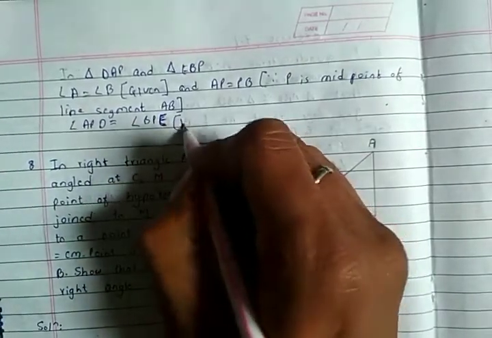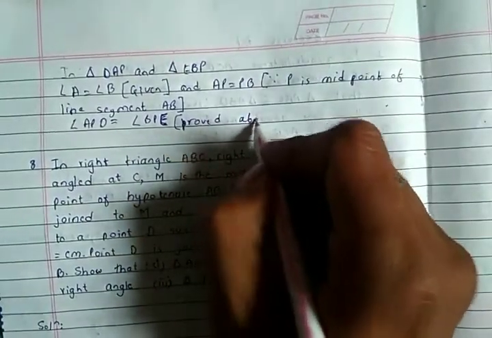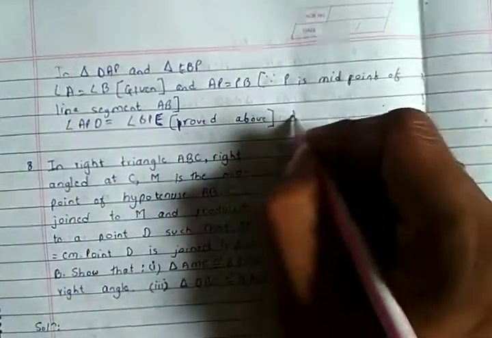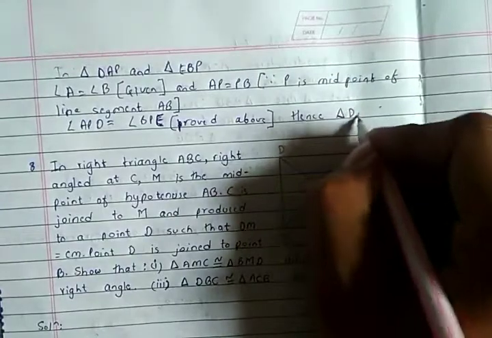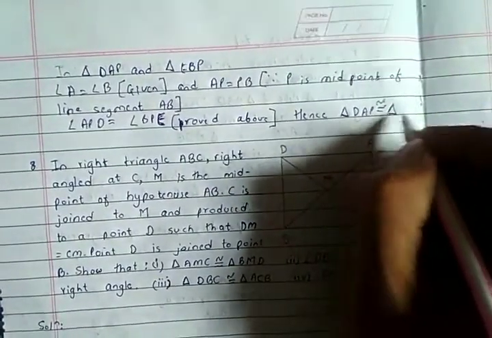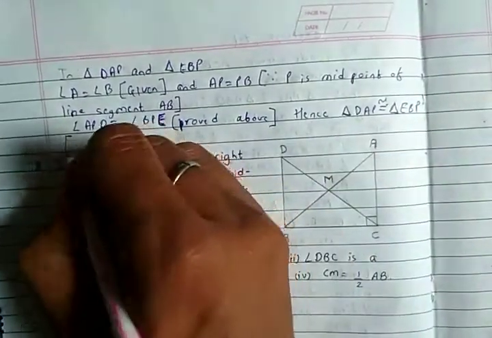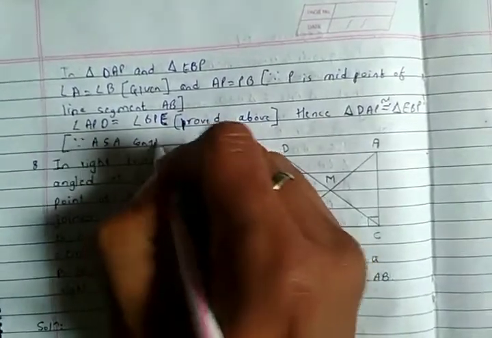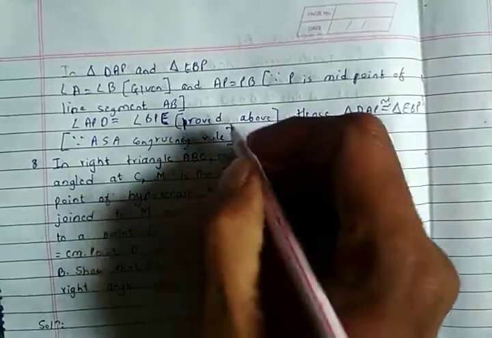You can write it down. Proved above. Now hence you can write down triangle DAP is congruent to triangle EBP. By which rule you can say angle side angle congruency rule. It is proved.